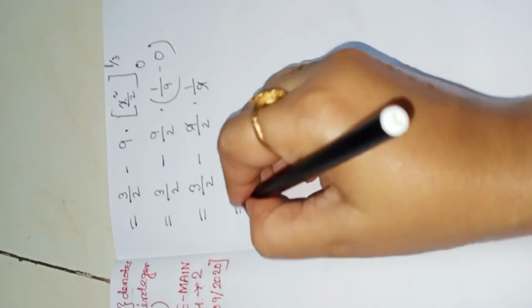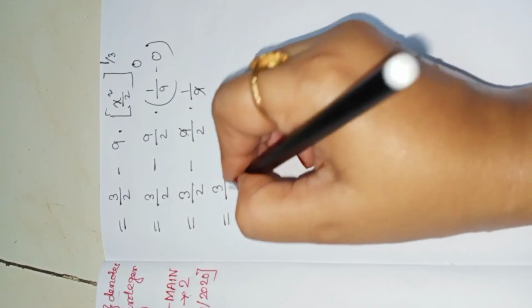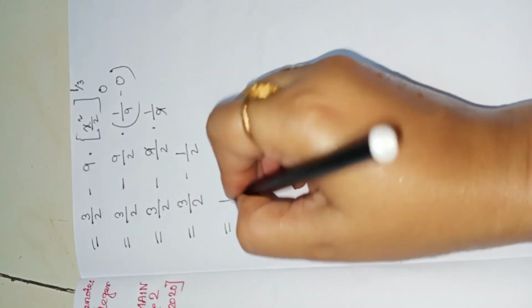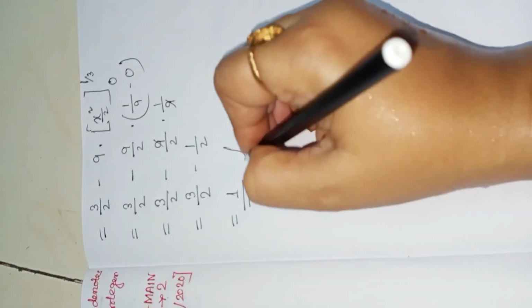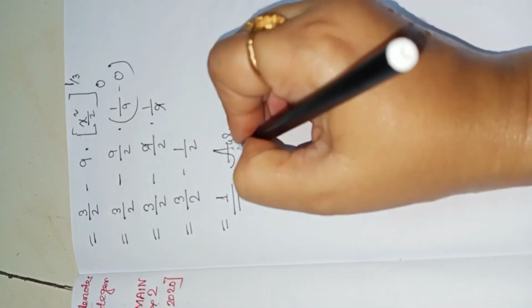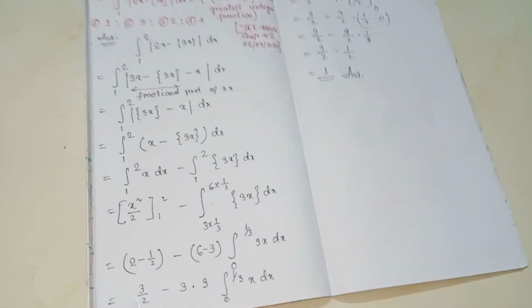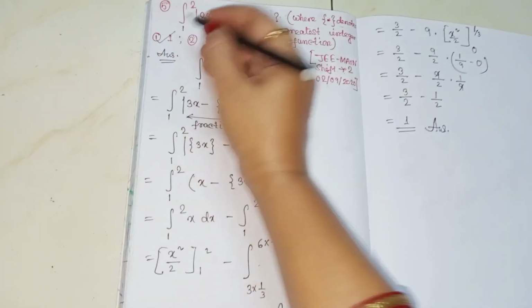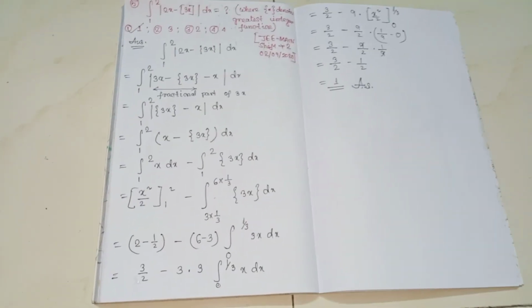So it becomes 3 by 2 minus half, and that is 1. So here is the required answer, and our option is option 1. This is the correct choice.